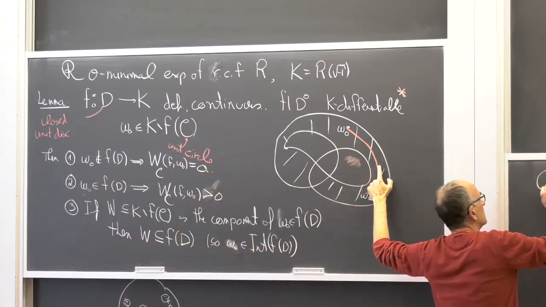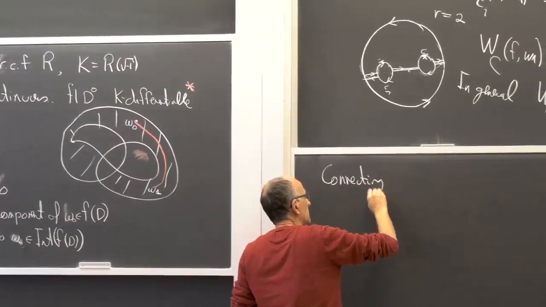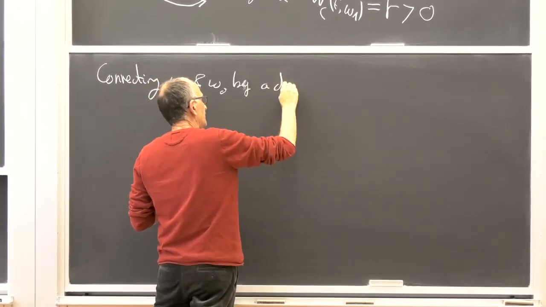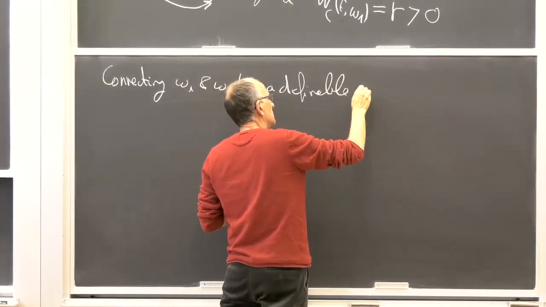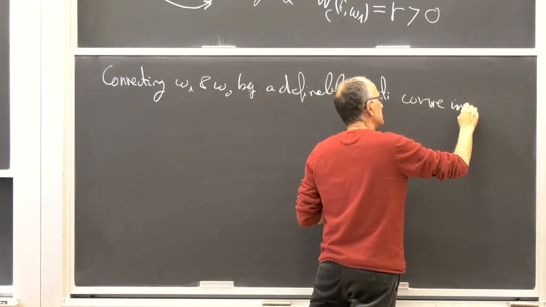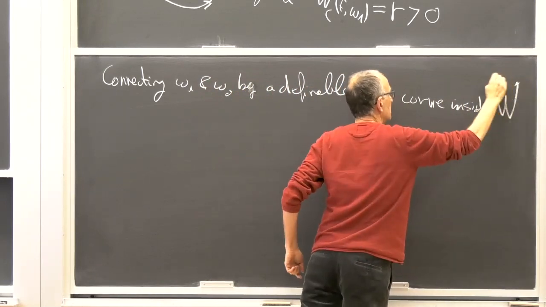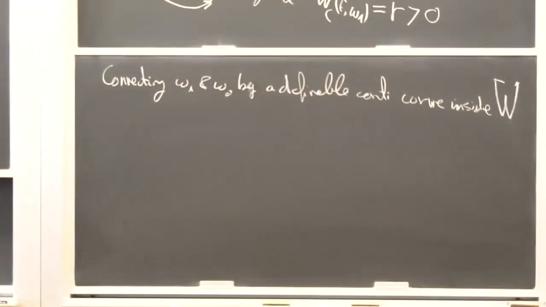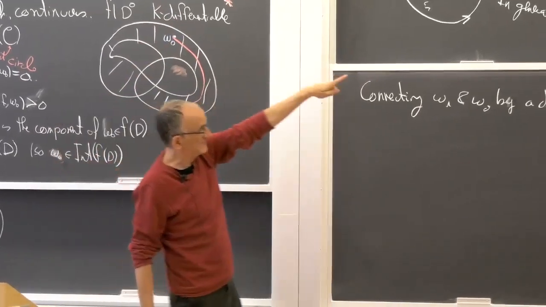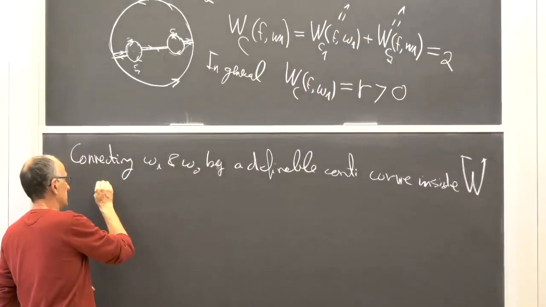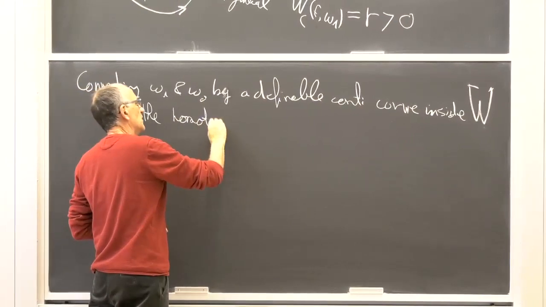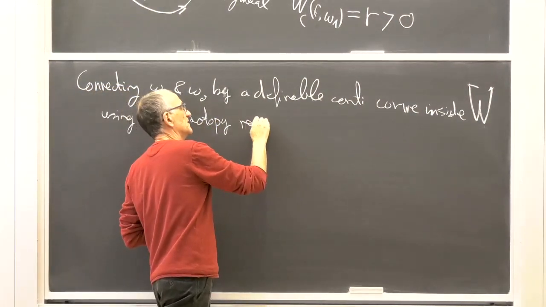So by now connecting W1 and W0 by a definable closed curve, a definable continuous curve inside the same component W, we use the result about homotopy. This varies continuously. So as we vary W1 to W0, they should have the same winding number using the homotopy. So you have to translate this to a homotopy problem, homotopy result.